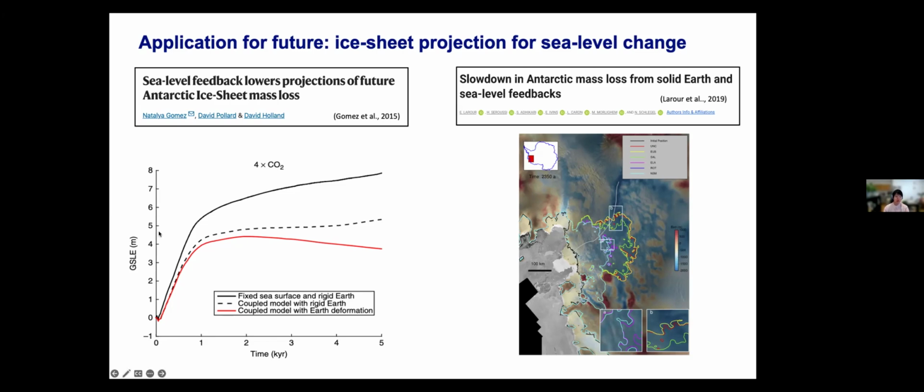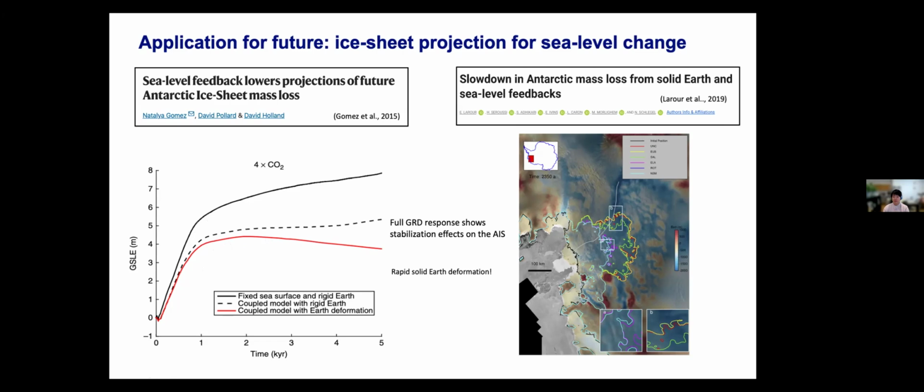So this plot just shows how important it is for projecting ice sheets. Although this study projected ice sheets 5,000 years into the future, their main result was that, yes, with full GRD response, shown in this red line, you can really see that the ice sheet starts losing mass less compared to not incorporating any of the GRD effects, shown in the solid black line.